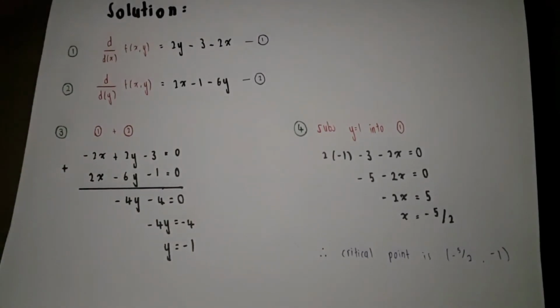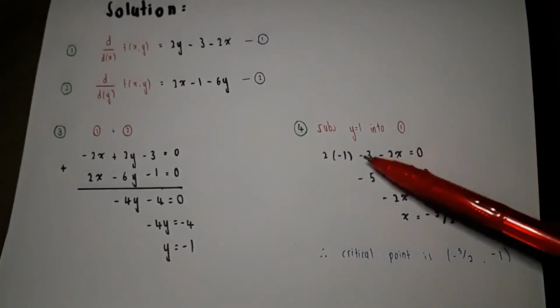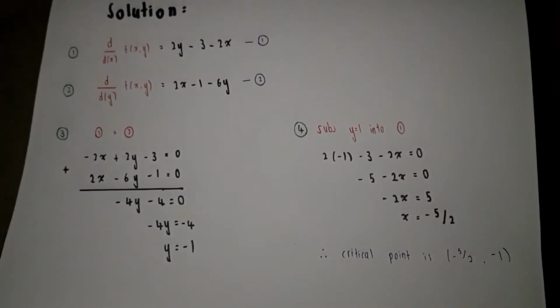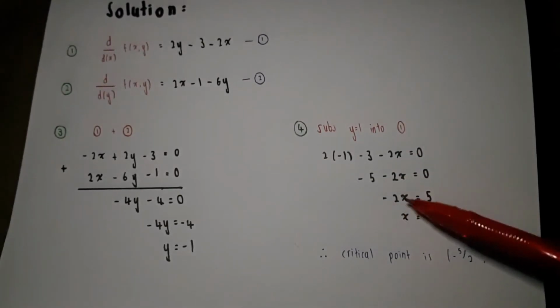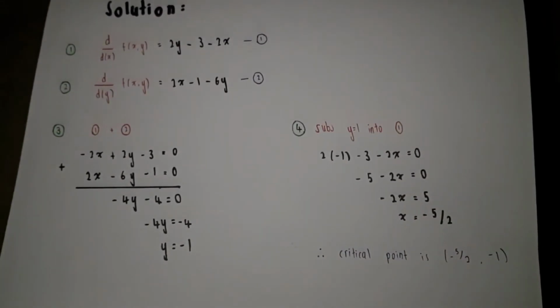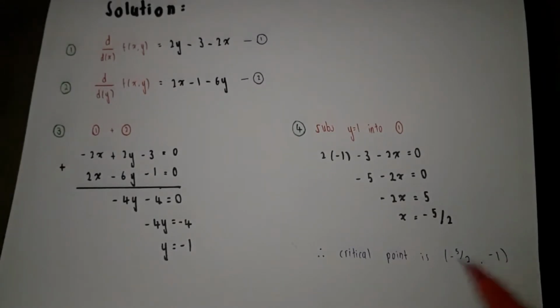For the fourth step, we substitute y equal to negative 1 into the first equation because we want to search for the x. 2 bracket negative 1, minus 3, minus 2x equal to 0. We get negative 5 minus 2x equal to 0. Then negative 2x equal to 5, x equal to negative 5 over 2. So the critical point for this function is (negative 5 over 2, negative 1).